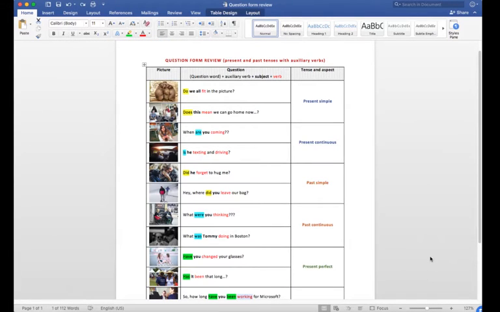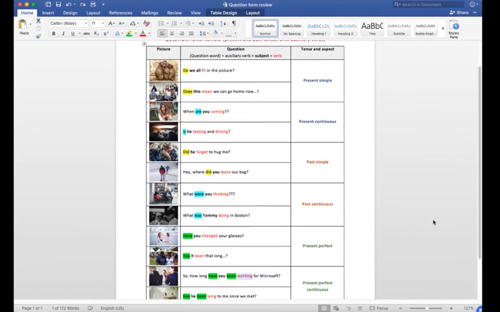Okay. So this was a review of question forms in present and past tenses. So you have them all here in one page.